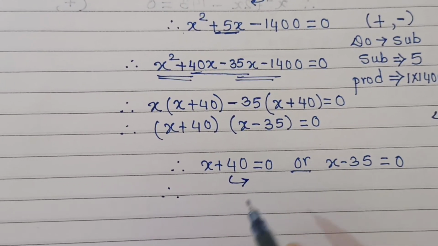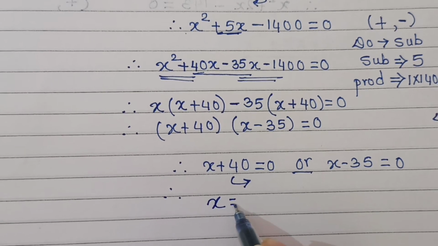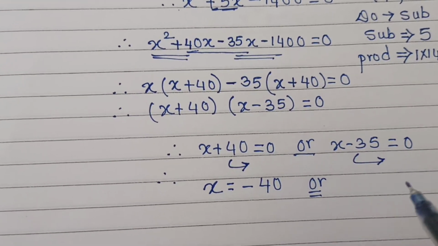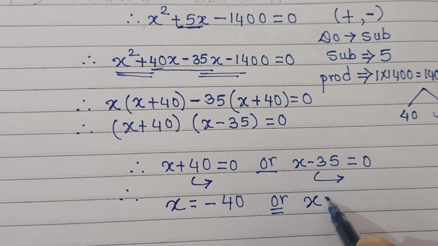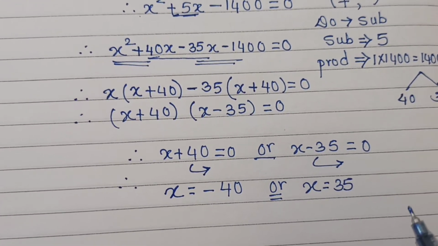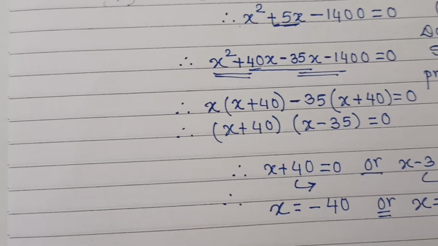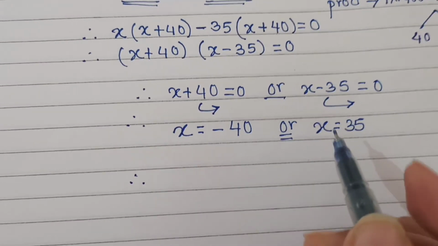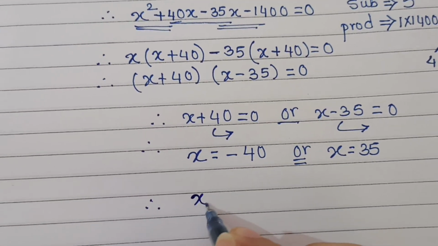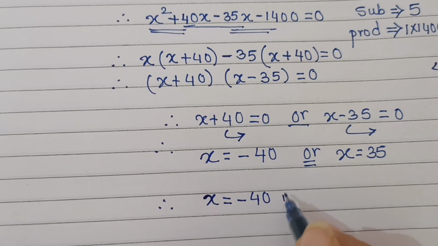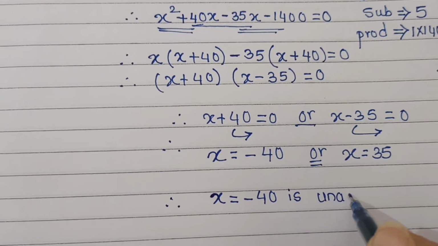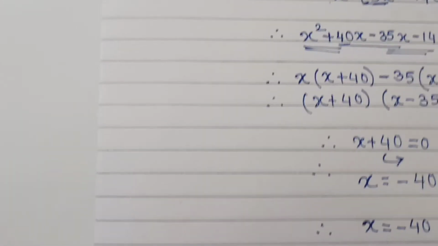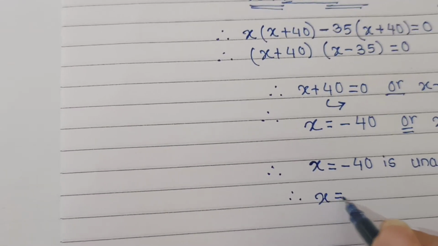Therefore 40 will be transferred to the other side of equal to. We get x is equal to minus 40, or minus 35 is transferred to the other side of equal to. We get x is equal to 35. But the number of trees cannot be negative. Therefore out of these two numbers, minus 40 and 35, x equal to minus 40 is unacceptable. Therefore, our value for x is 35.